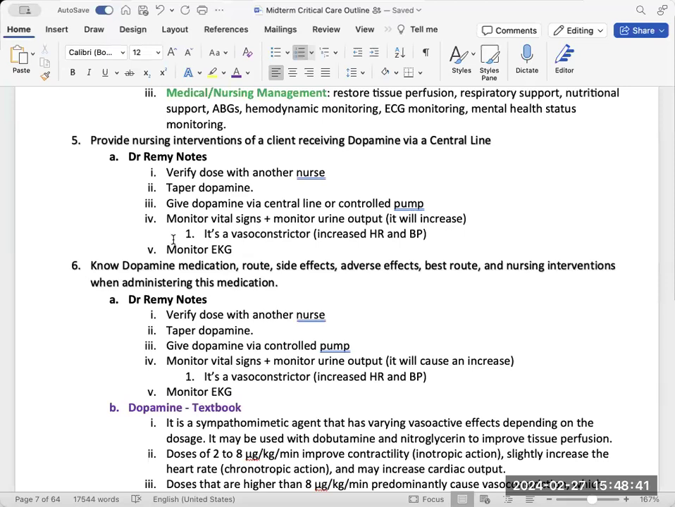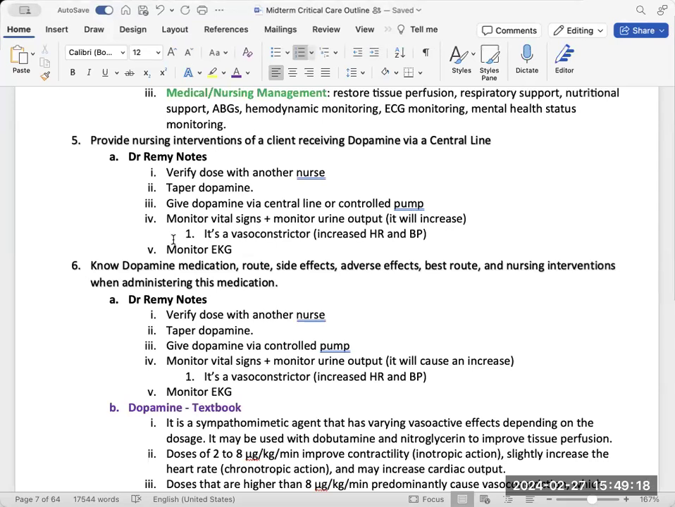Okay, so the next question is: provide nursing interventions for a client receiving dopamine via a central line. So what I had that Dr. Remy said was, one, we need to verify the dose with another nurse. We need to taper dopamine, and I'll explain why. Give dopamine via central line or controlled pump. There needs to be some sort of controlled mechanism with dopamine because the levels have to be tapered very diligently, and I'll talk about why.